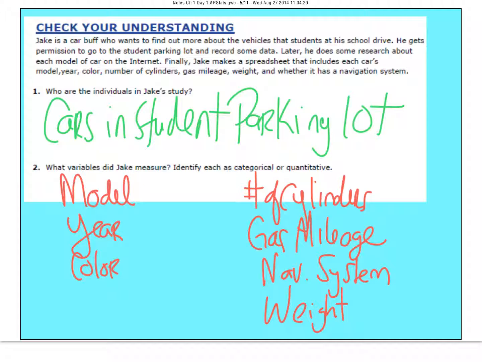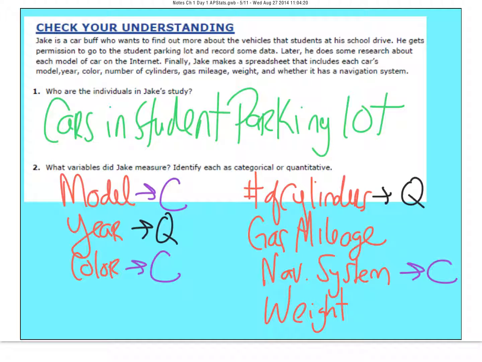3 of these are going to be categorical. So if we look at that, the model of your car is categorical, the color is categorical, and if you have a navigation system or not, you would say yes or no. That's considered categorical. These other ones could all be computing averages from, so year, number of cylinders, your gas mileage, and the car's weight are all quantitative variables.